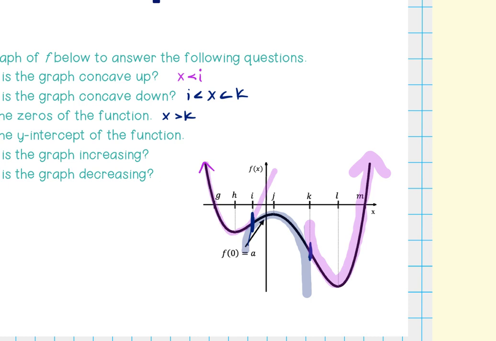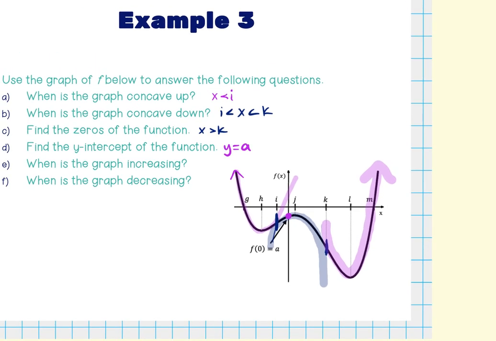All right, on the graph, where's the little point that's the y-intercept? A. So we would say y equals A. Yep. I think you skipped it. I sure did. Thank you. Concave up: x greater than K. Okay. Zeros happen where? At G and M. So I do x equals G and x equals M.